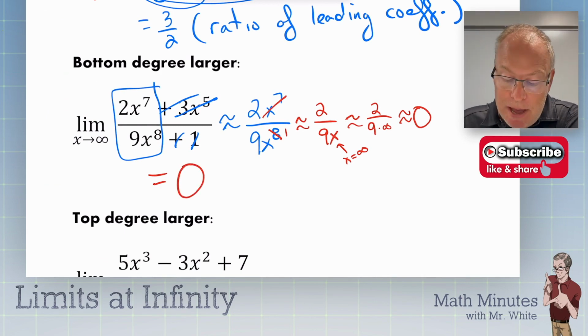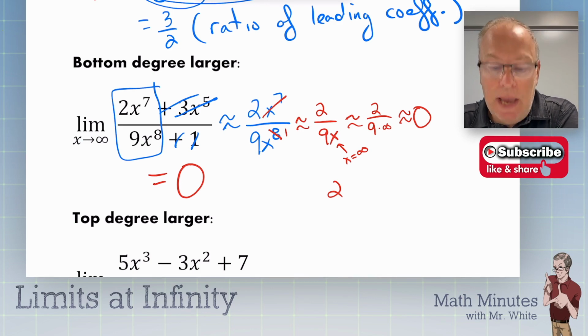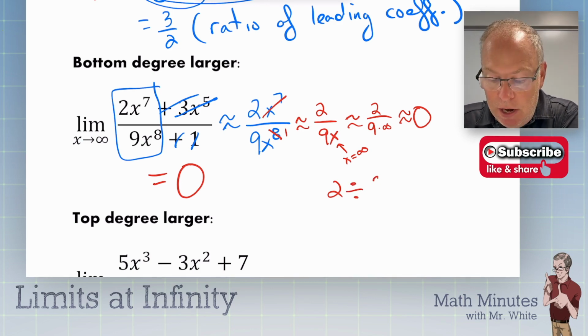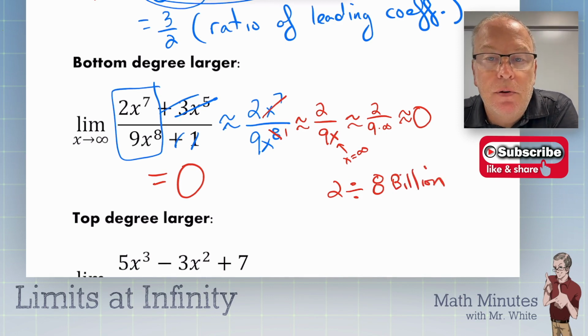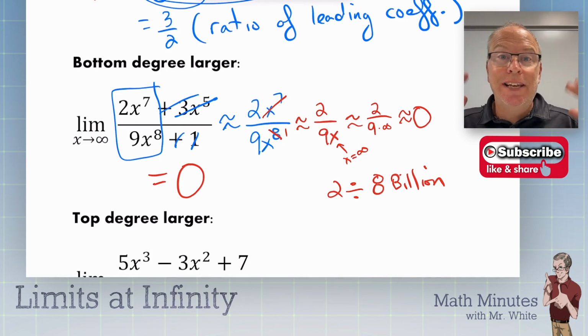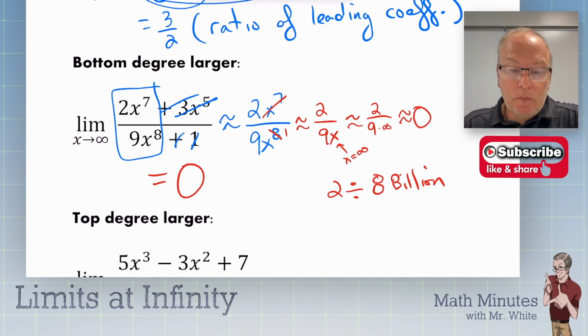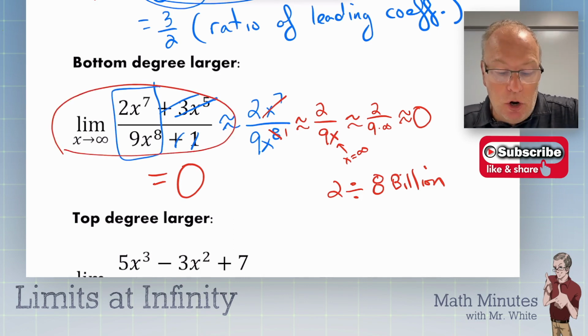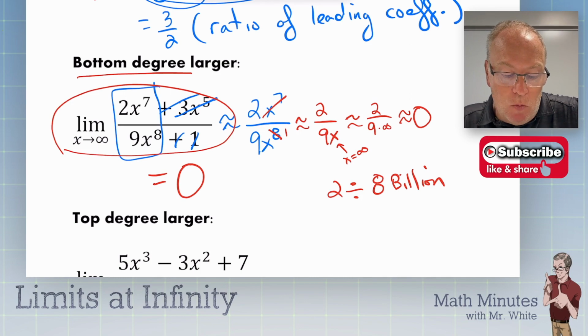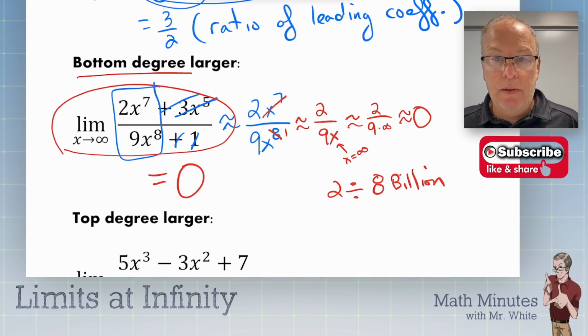Why? Well, think about it. What if we took 2 pizzas and we divide it among the entire planet? How much does everyone get, folks? 2 pizzas, and let's just chop it up and divide it among 8 or 9 billion people. I forget what the population is now of the entire world. Everyone gets essentially nothing. It's 0. So this limit is 0 because the bottom won. So when the degree on the bottom wins, the answer is always 0. Isn't that easy? It's always 0 when the degree on the bottom wins.